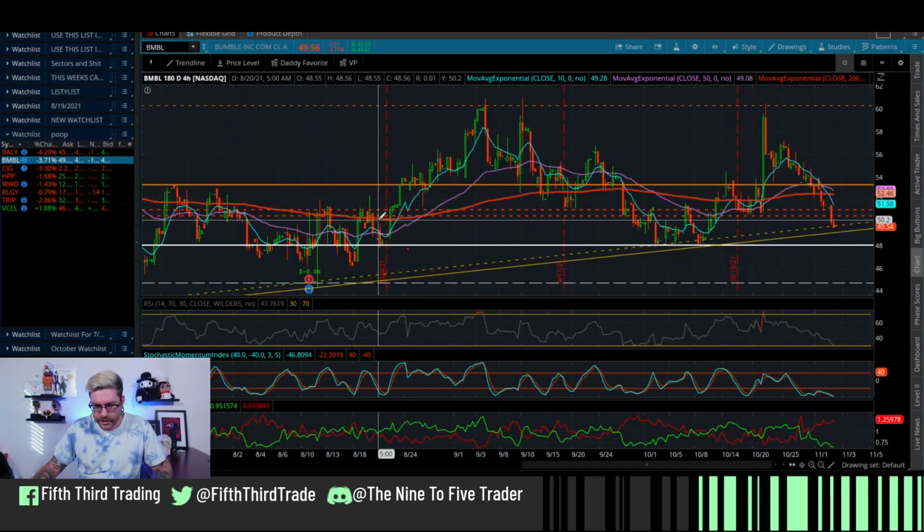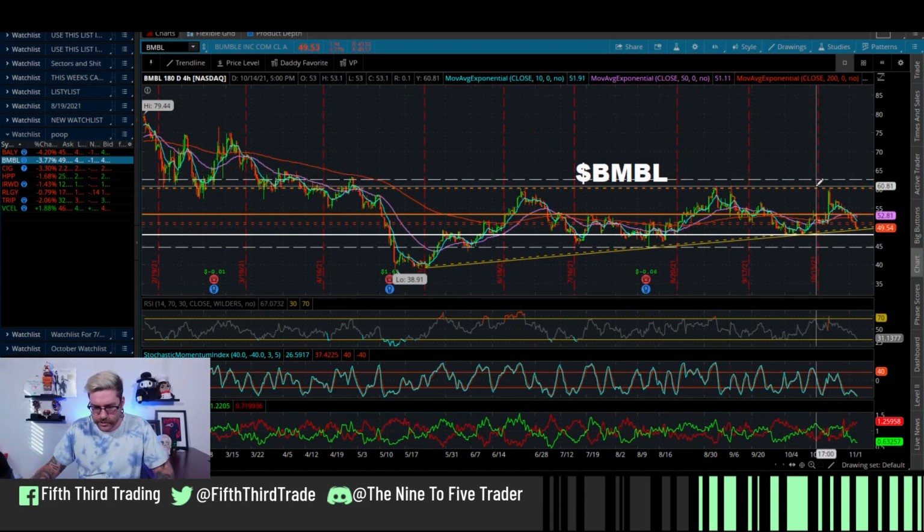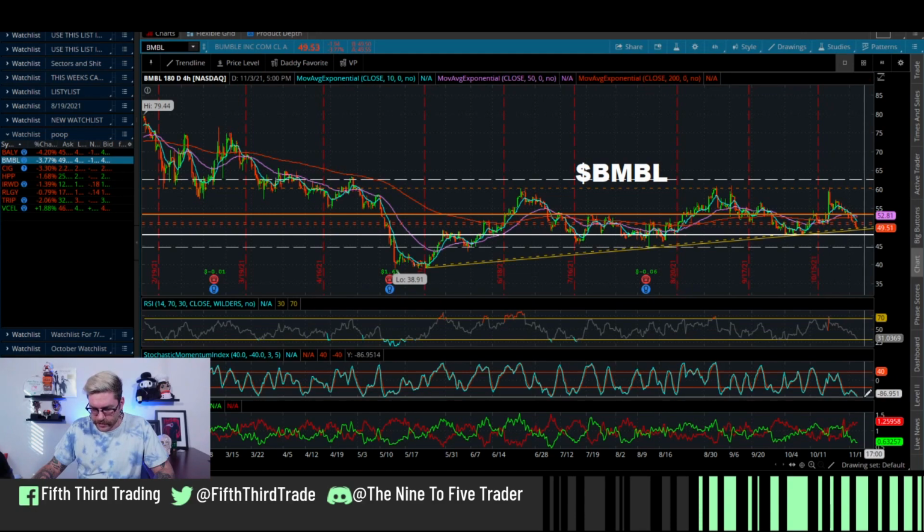The 200 cross is going to be mightily important. Once you cross that, we're good. And once that 50 crosses the 200, 10 crosses the 50, we're golden. RSI, it's low. Love it. Stochastic is -86. Love it.